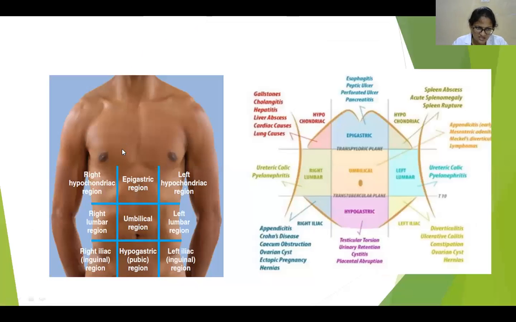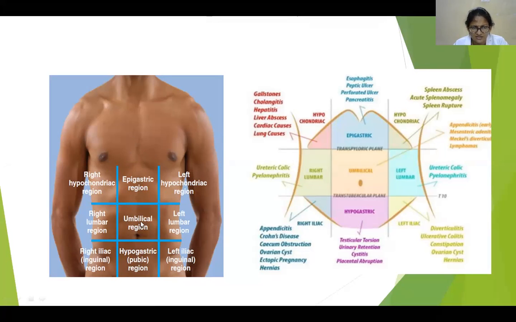These are the right and left vertical planes, and these are the horizontal planes. This is the transpyloric plane, and this is the transtubercular plane. By these four planes, two vertical and two horizontal, the abdomen is divided into 9 divisions. First, we are going to discuss the medial plane. In the medial plane, from above downwards, this is the epigastric region.